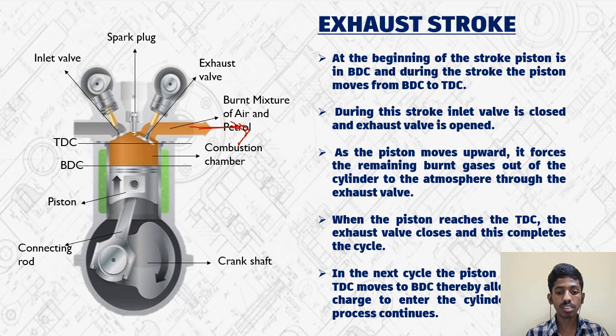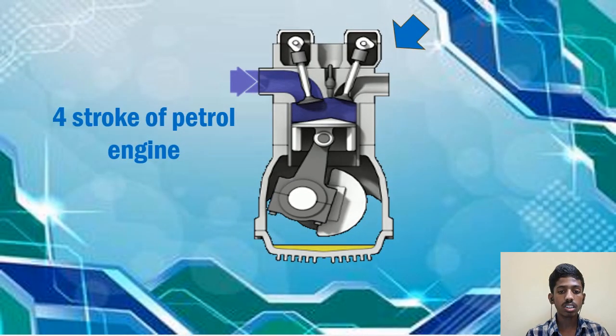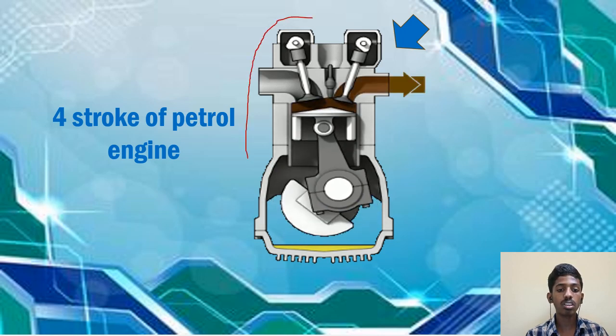through the exhaust valve. When the piston reaches the top dead center, the exhaust valve closes and this completes the cycle, and the process repeats for the engine to run. And in the PV diagram, from 1 to 0 represents the exhaust stroke. This is how the final output of the engine, combining all the strokes, looks.